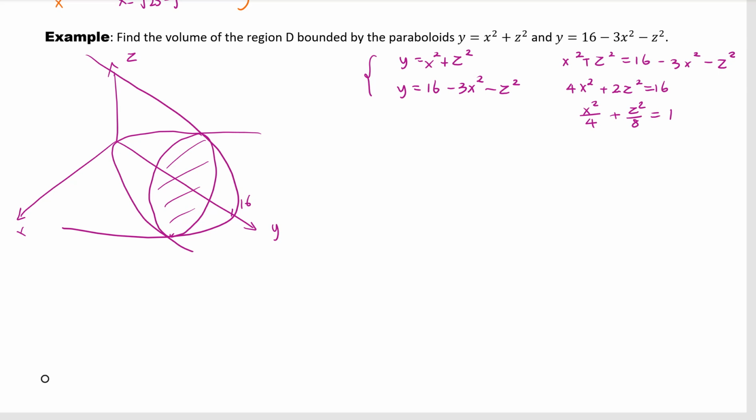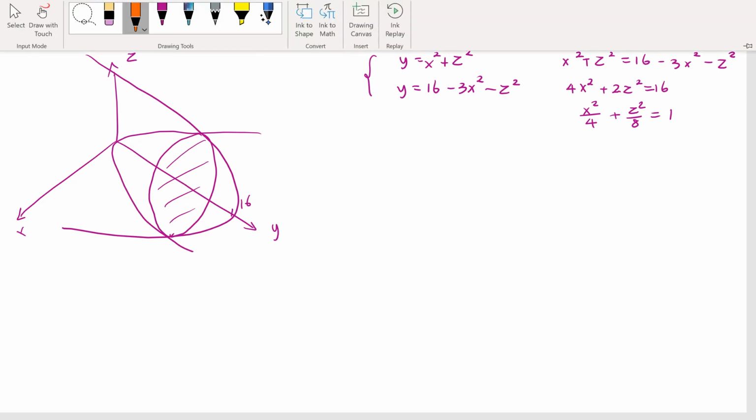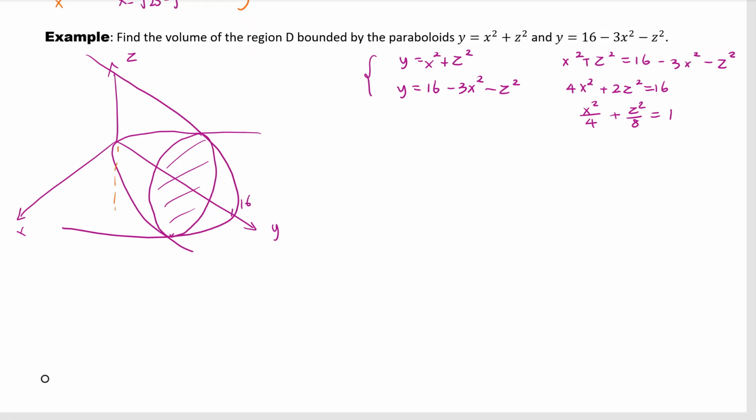Okay, so what does that mean? Well, that means if you project this region onto the xz plane, we will get an ellipse where the major axis is on the z-axis, which is square root of 8. Let's say this is square root of 8. And the minor axis is on the x-axis, which is 2. Okay, so you see, we get an ellipse.